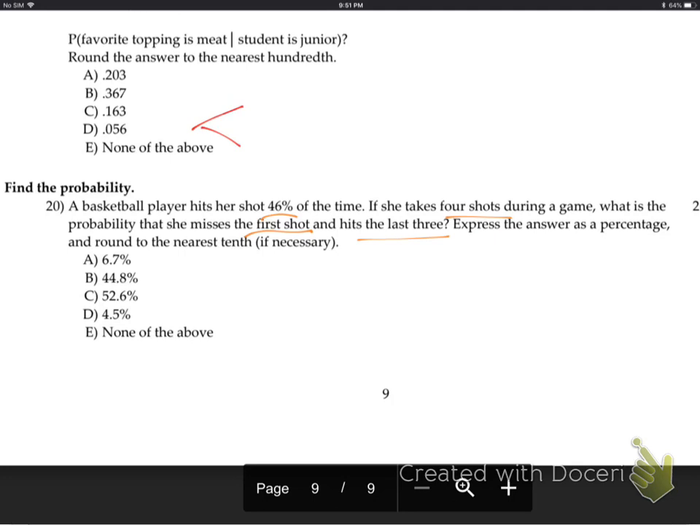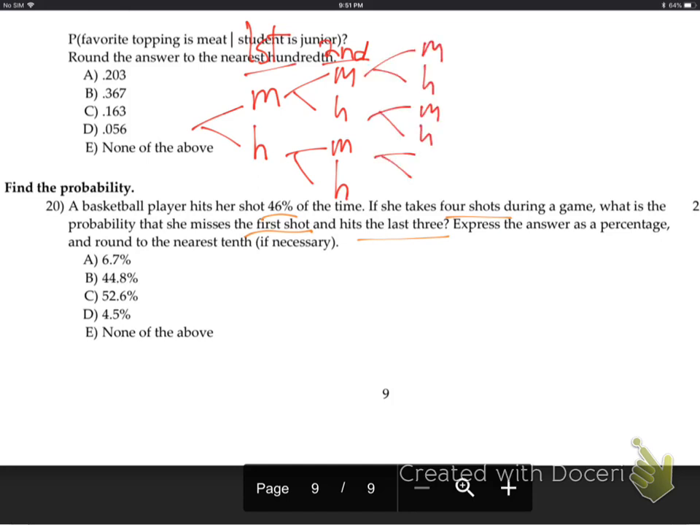So she, let's see, she takes the first shot. What's the probability that she misses and hits? So she misses or hits, and then she misses or hits the second. This is the first shot. The second shot, and then she misses or hits, misses or hits. I'm running out of room here. Misses or hits. The third shot, and then there's a fourth shot. Misses or hits, etc. What are we looking for in particular?